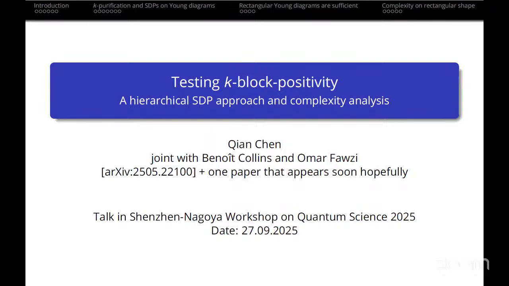I would like to talk about testing k-block positivity, which is based on a paper joint with Benoit Collins and Omar Fawzi, who are at Kyoto University, and Ernest Lyon. One paper has been posted, and another will appear soon, hopefully.